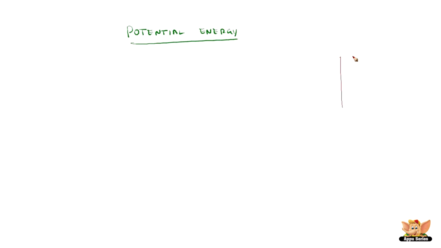A stone is lying on a tower. There is the ground, and the stone is at a height of h. So what is the work done on this elevated object? Let's say a person has taken this stone up to this height.